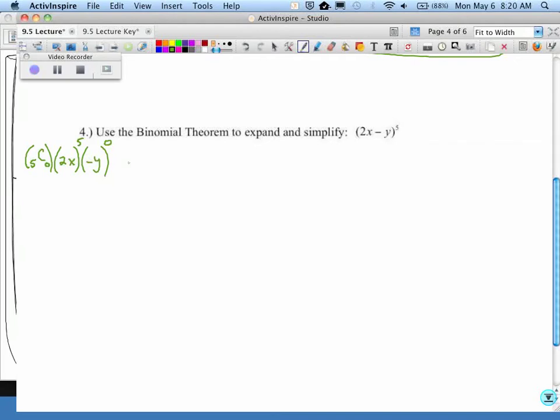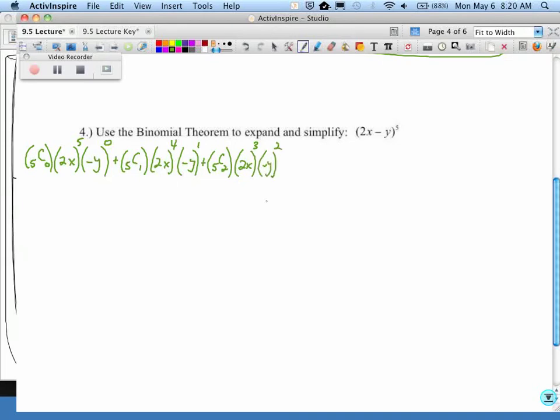You start writing out the pattern. I'm just going to write it down. 2x goes down 1. Negative y is coming up 1. Then I'm on 5C2. You can use a vertical notation. Ooh, it's going to be really close on the end there. Start writing small.